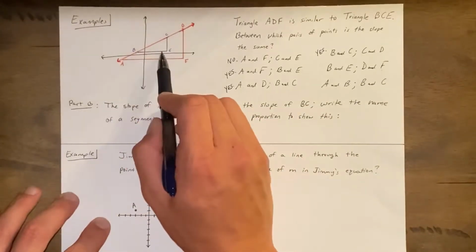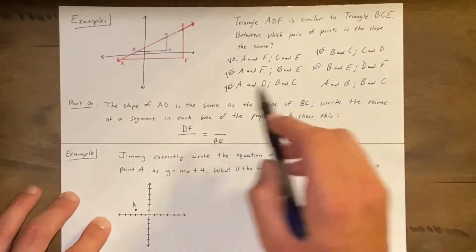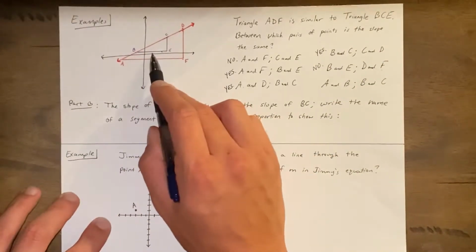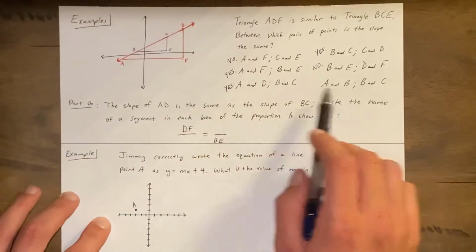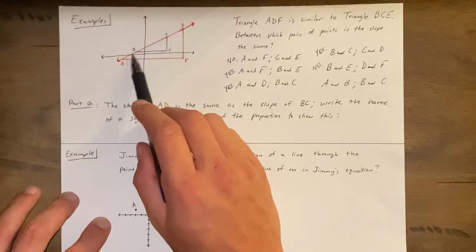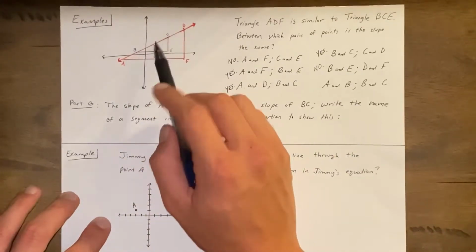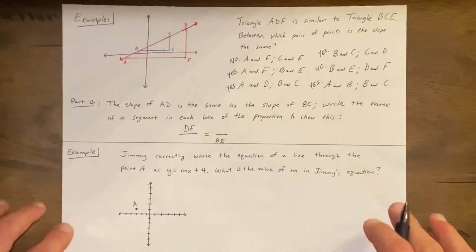So B to E, D to F. No. Because B and E is horizontal, that'd be 0 slope. D and F is vertical, that's undefined, so that's not the same. A and B, and B and C. Yes, on the same line.